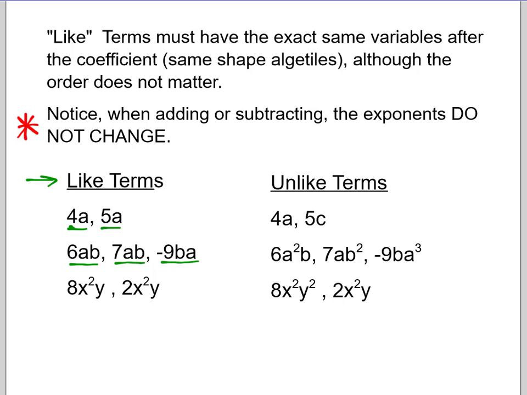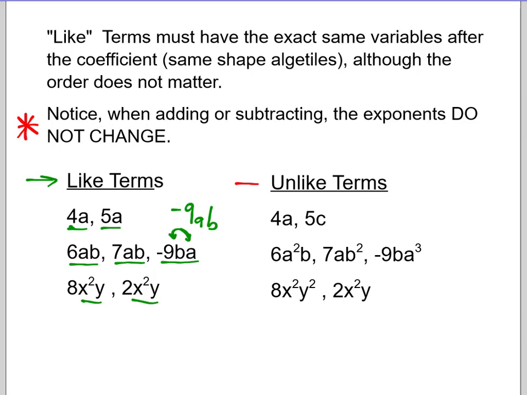Is that a like term? Well, it is, because we've talked about the order of multiplication doesn't matter. So you could rearrange that and write it as negative 9ab, and then it fits with the other three. Okay, the last one, everything after the 8 and after the 2 has to be the same. So we have an x squared y, an x squared y. Those are like terms.